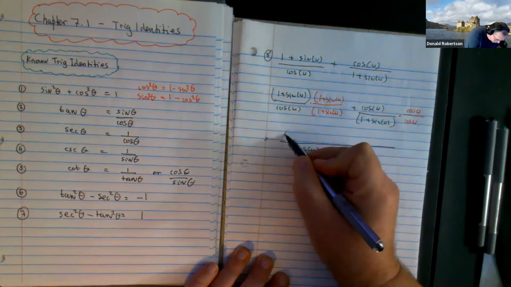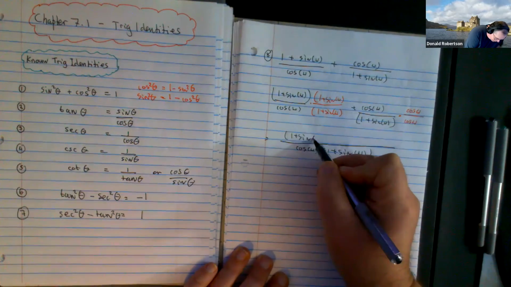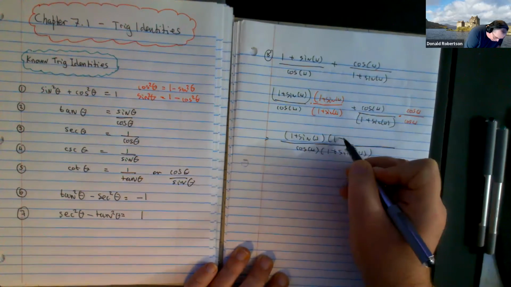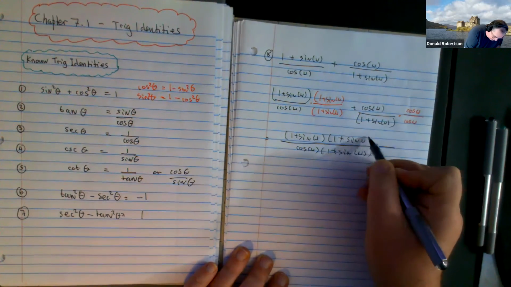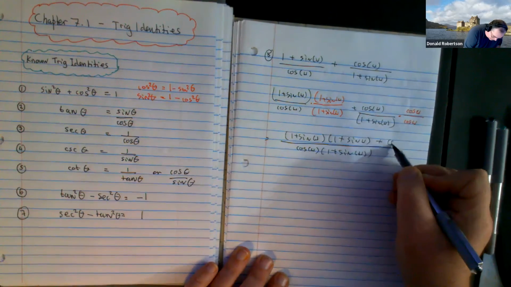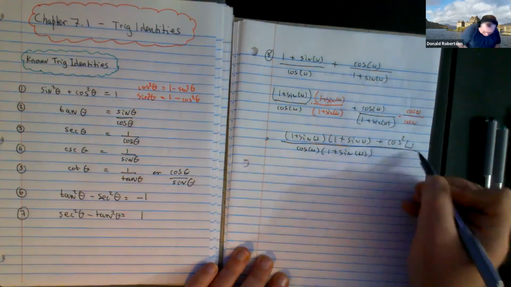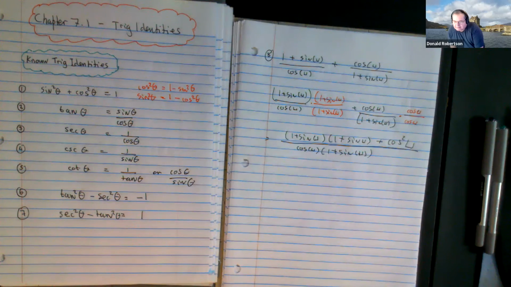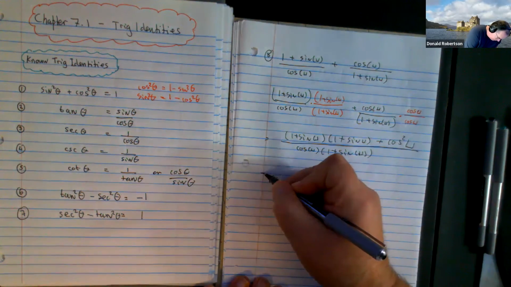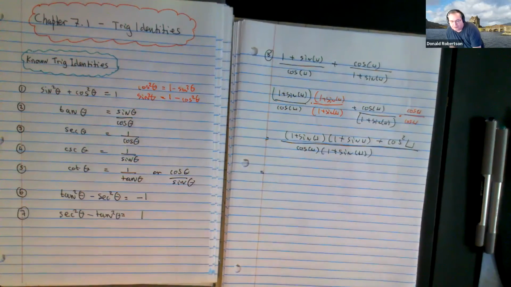Unfortunately, I don't have much on the top that looks nice. I have a sine u and a 1 plus another sine u. And then, well, I can multiply them together. I have a cos squared u. Doesn't look too promising yet, does it? Are we good? Right, what do you think I should do next? I know this is the first time you've seen it, but what's your gut feeling for what might be a good idea next?